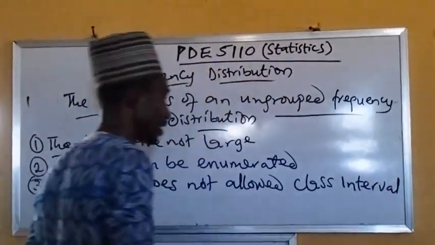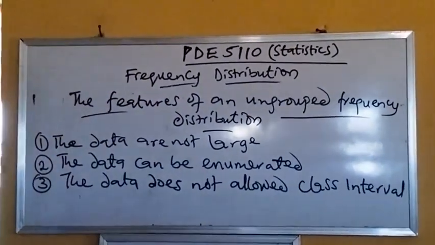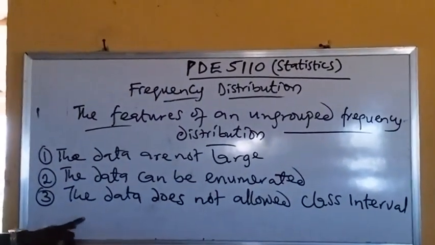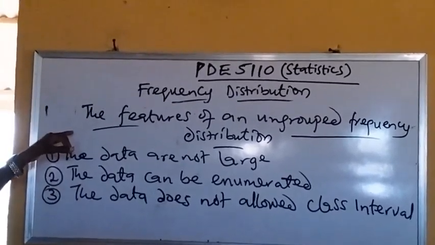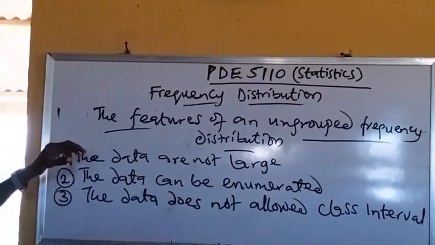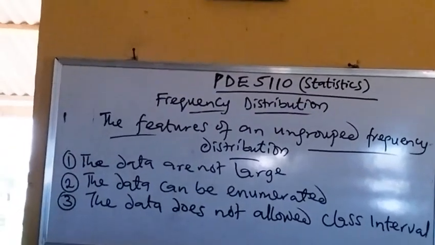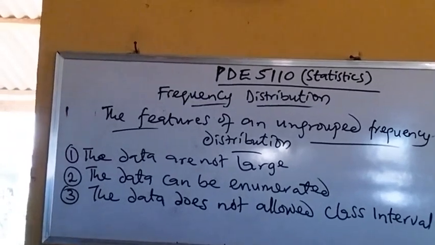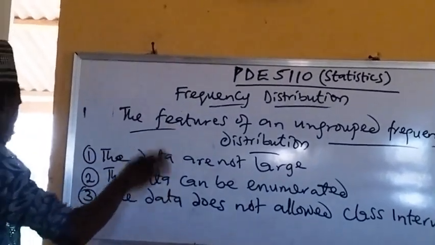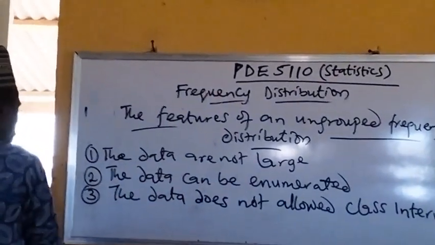That is, class intervals are not used. The use of class intervals does not exist under an ungrouped frequency distribution. The same thing goes for ungrouped data. So when we are talking about the table, here we are saying the same thing.